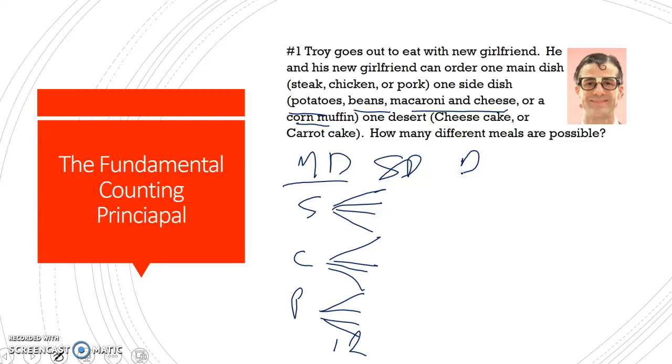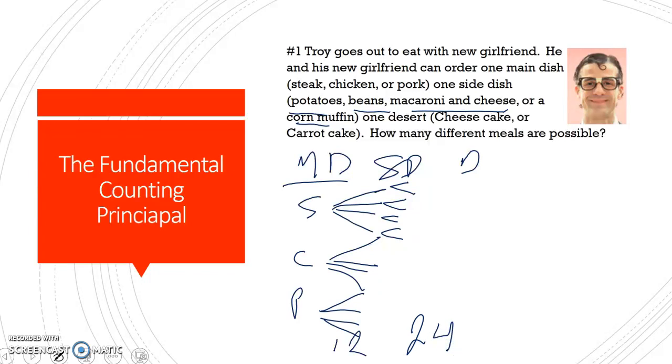And then she can have a dessert, and the dessert is 2 things. It's either cheesecake or carrot cake. So off of each of these 12 things, they can have cheesecake or carrot cake here, cheesecake or carrot cake here, and here, and here. So that's 12, but each one of those 12 items has 2 things coming off of it. That's a total of 24 different options.